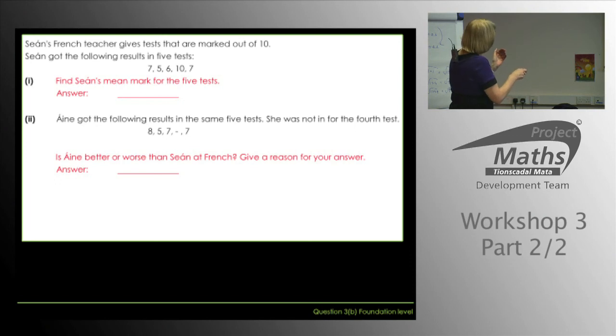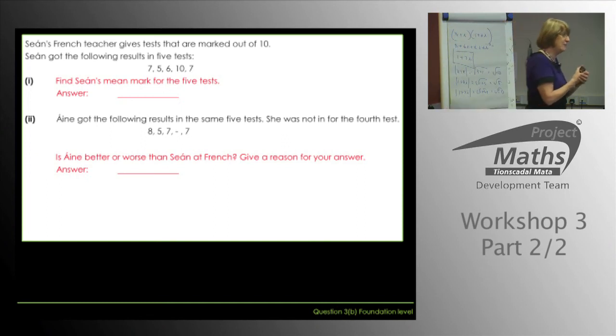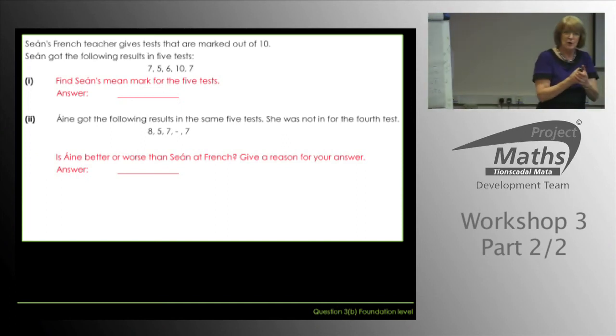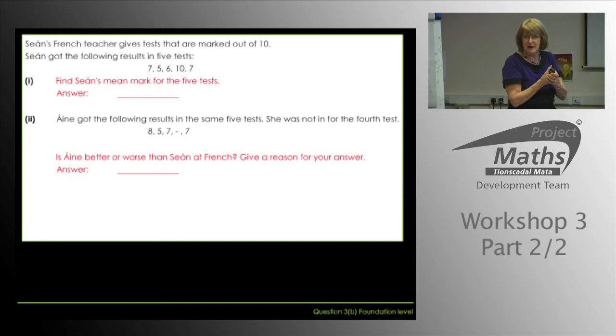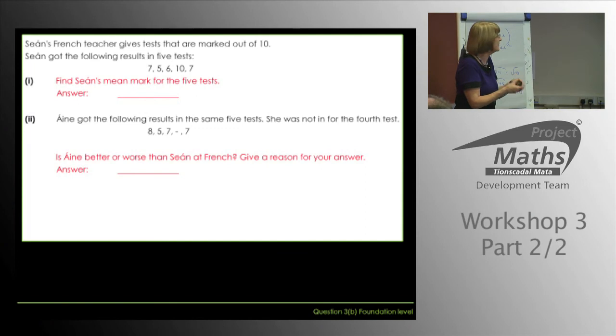So first exam she did better, second exam she got the same, third exam she got better, and the one that she missed we don't know about. But just looking at the ones that were done, it's the best way of comparing them, because that one that she didn't do, we don't know what kind of a test it was. Maybe she skipped it that day because she didn't know what was on.